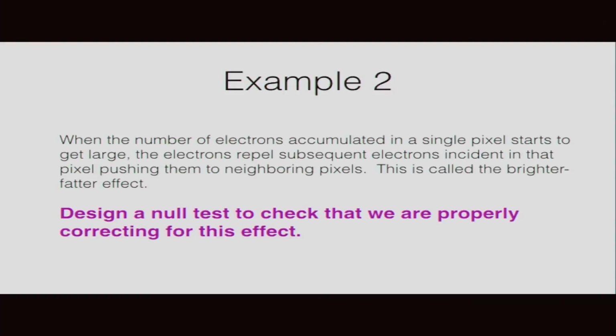We understand it pretty well from lab tests, but what would be a good null test to see if we're properly correcting for this effect on real data? So how do we know whether we're properly correcting for the fact that brighter things have been made a little bit fatter by Coulomb's law?